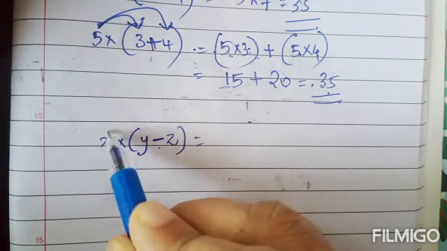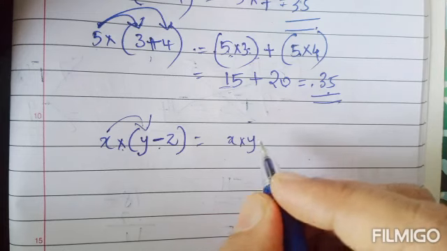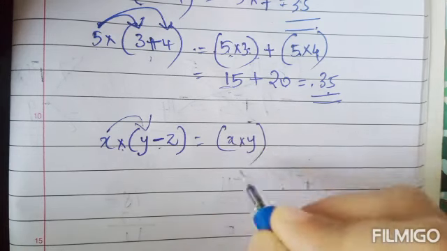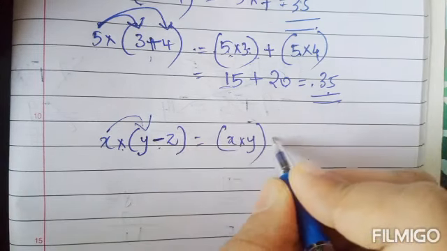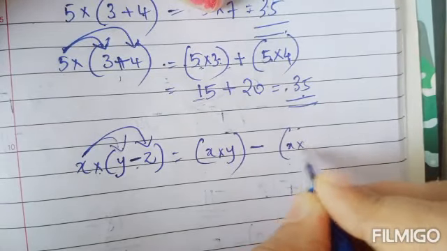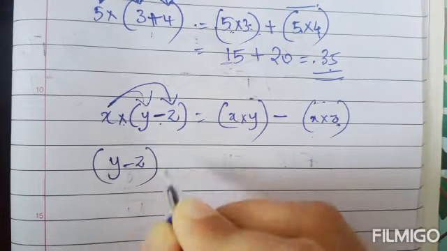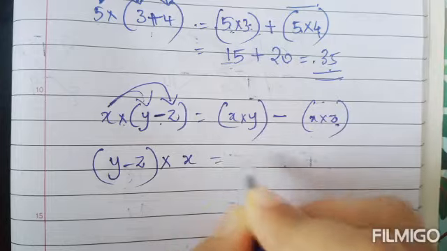Okay. So how can you find the answer? You multiply x by the numbers inside the bracket. So x into y. Here the sign is minus, so put a minus sign. Now x into z. Okay. In this way also we can use the distributive property.